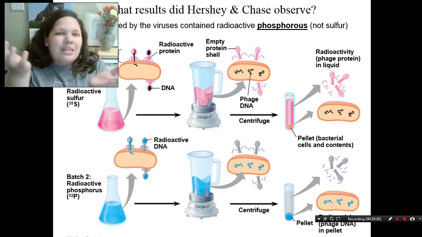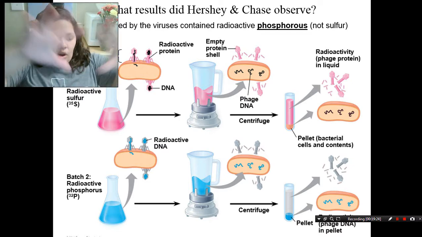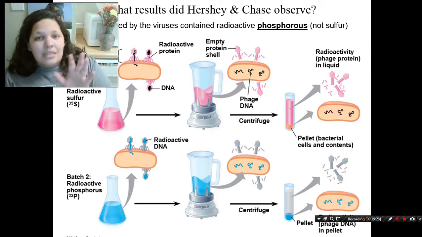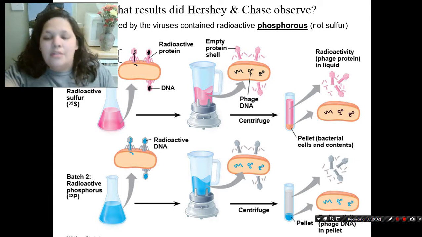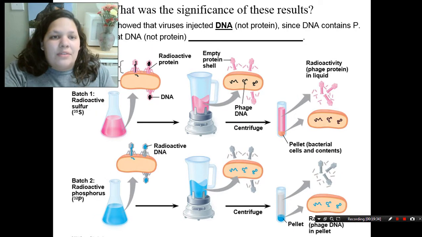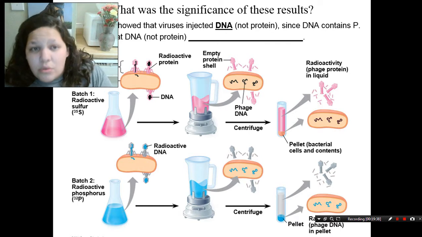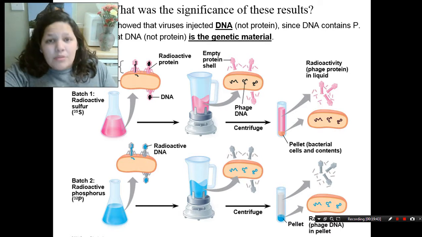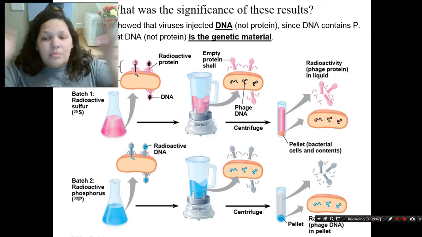This was huge. For us, it's simple. Like you and I are like, well, not you and I, but all of seniors should know that DNA is the genetic material. But back then, we didn't know this. This was a very big thing for them to find out. So what was the significance? The results show that viruses injected DNA, not protein. And so this meant that DNA is the genetic material, not proteins. This was huge back then, guys, because we didn't even know this. Such a simple thing for us to know.